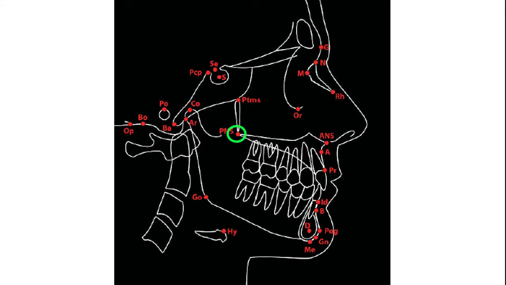PNS, posterior nasal spine. It is the most posterior point on the bony hard palate in the mid-sagittal plane. It may be located by extending the anterior wall of the pterygomaxillary fissure inferiorly to intersect the hard palate.